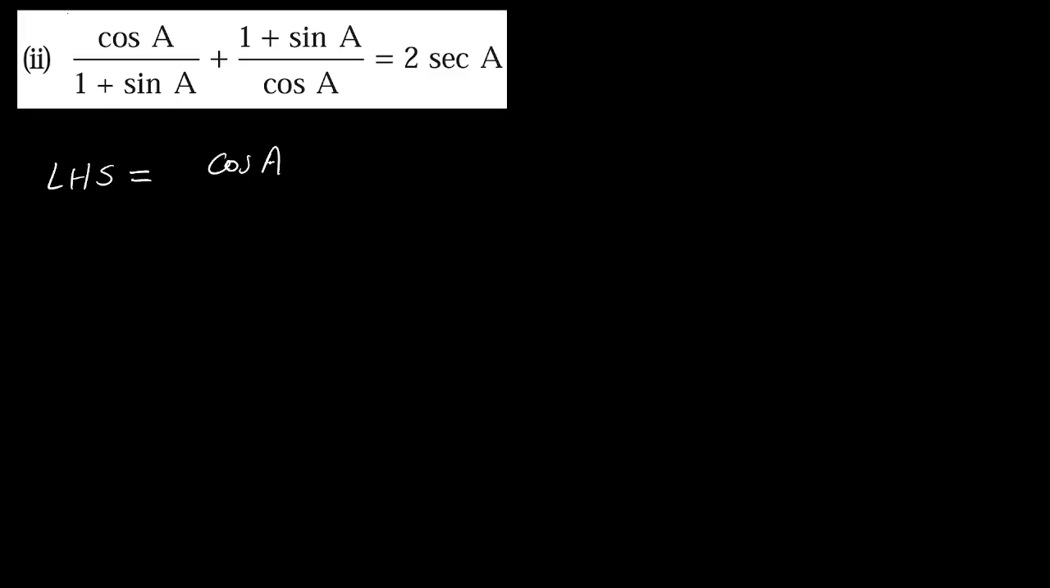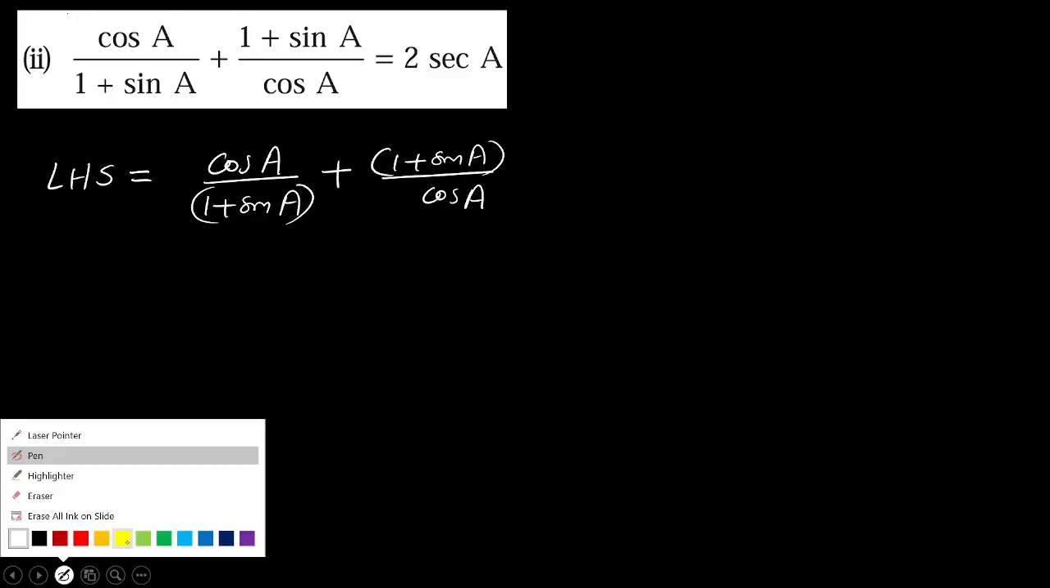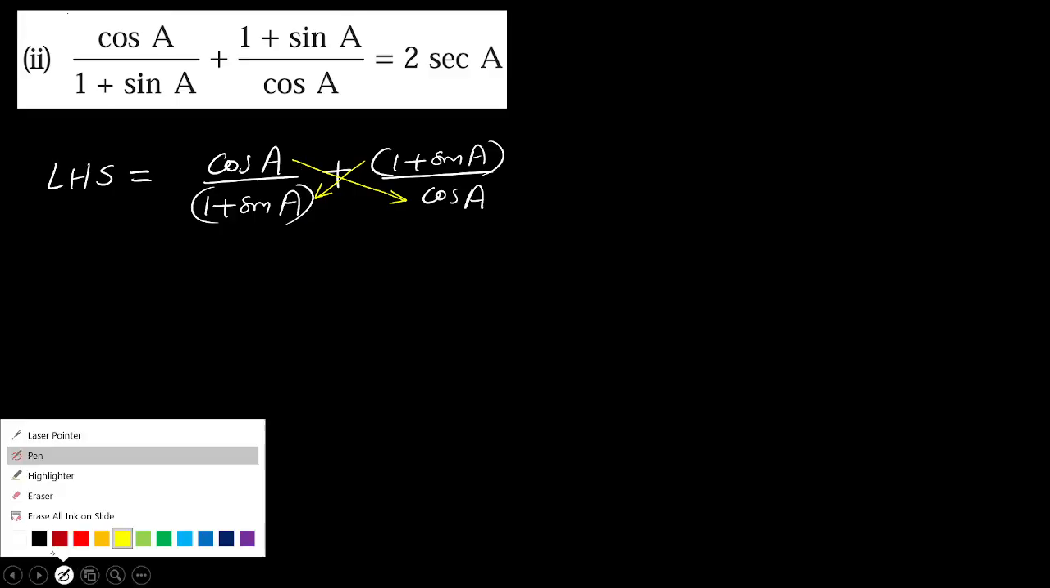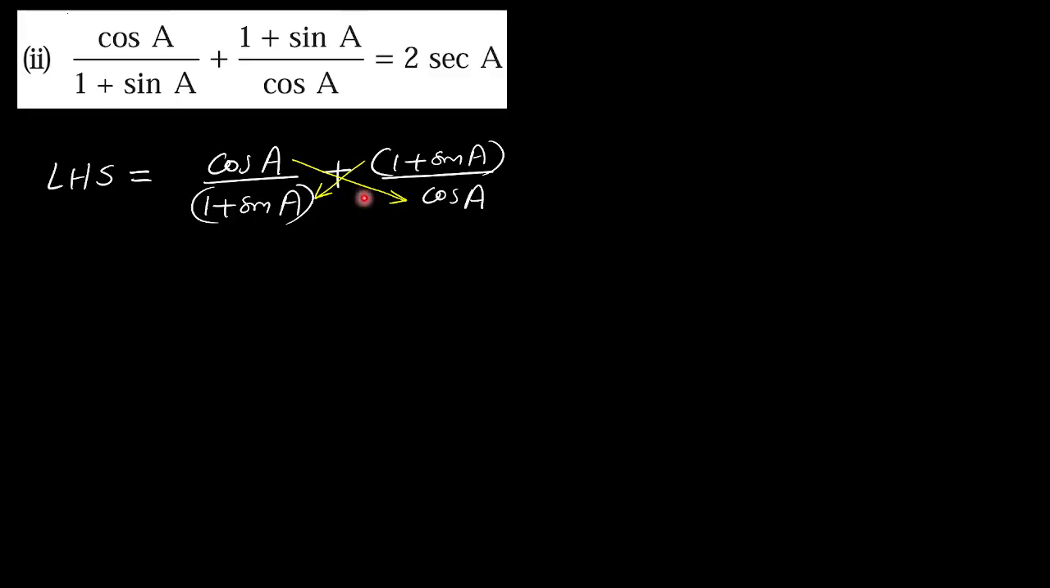cos A divided by 1 plus sin A plus 1 plus sin A divided by cos A. How will you add? Two fractions to be added. Understood? To add them, we do the cross multiplication. You know that. You can add the two fractions by doing cross multiplication. So cos A into cos A, cos square A.